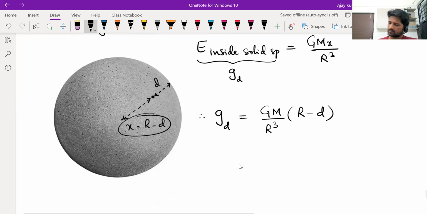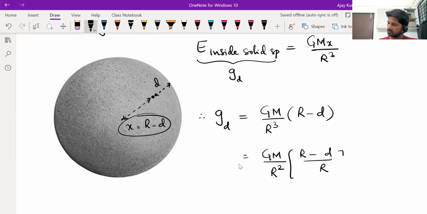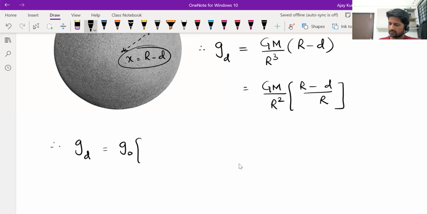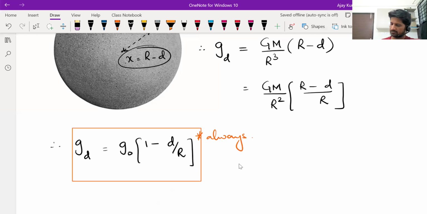That's all. But as I said, it is common practice to express this in terms of surface value G M by r square. So send one r inside the bracket. It becomes r minus d divided by r, that is 1 minus d by r. Therefore, gravity at a certain depth below the surface of a planet will be gravity on the surface into 1 minus d by r. And this formula is always applicable without any approximations or assumptions. So gravity at a certain depth from the surface of a planet is always given by this formula.